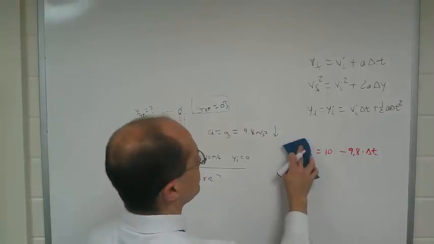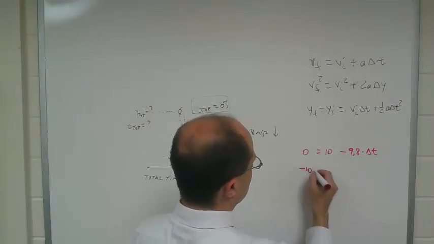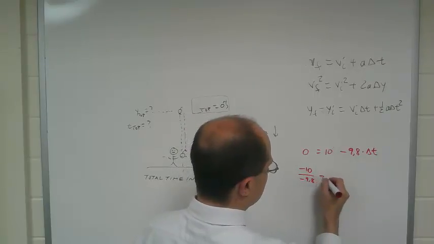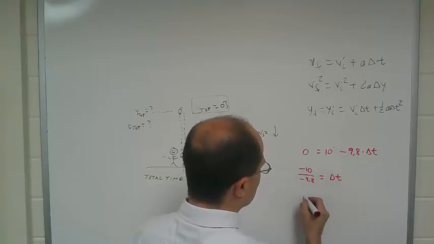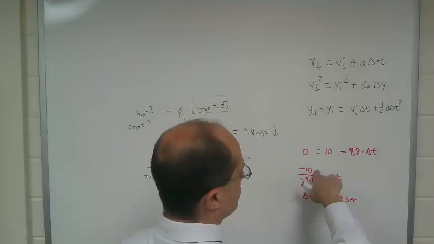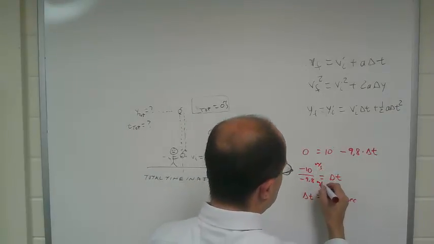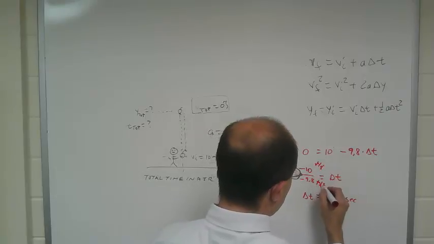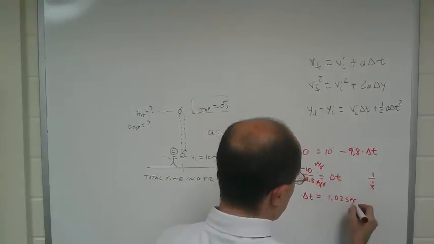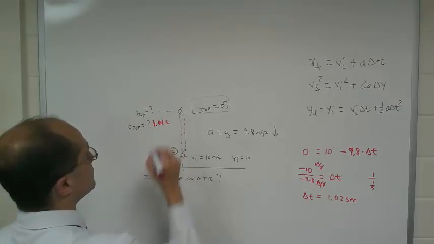And v at the top is 0. So what do we get? We get negative 10. We move this over. We divide by our negative 9.8, and that's delta t. So delta t is something like, and we know that the units are right because this is a velocity, which has meters per second, and we're dividing by meters per second squared. So we cancel everything off, but we have that 1 over seconds, which is seconds. So the time it takes to get to the top is 1.02 seconds.